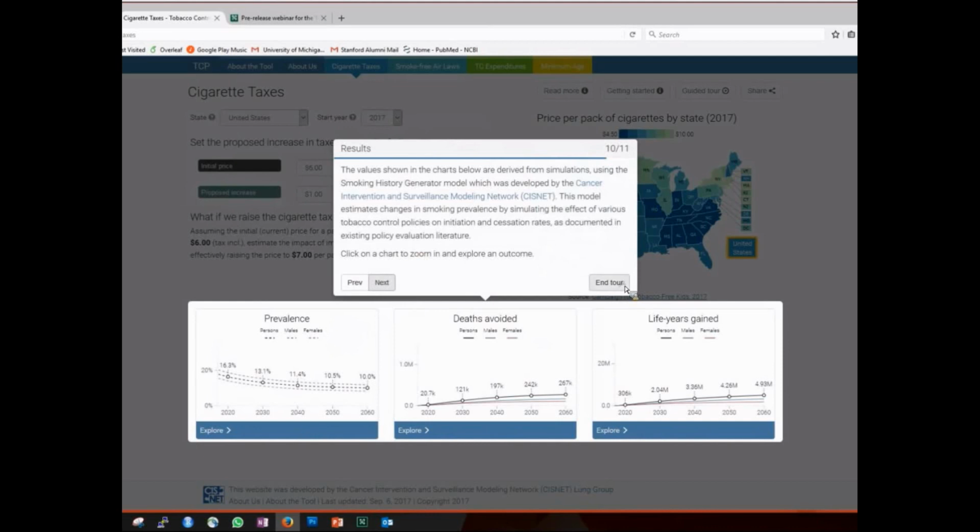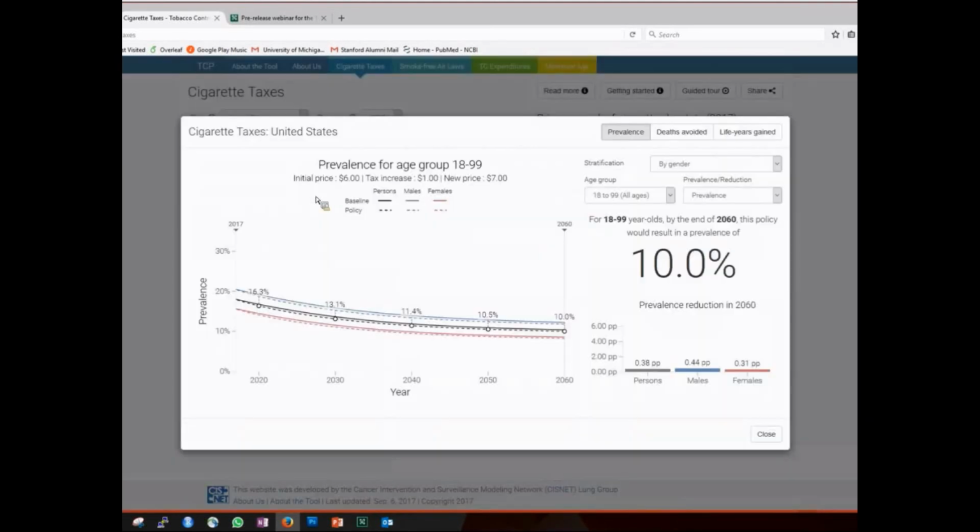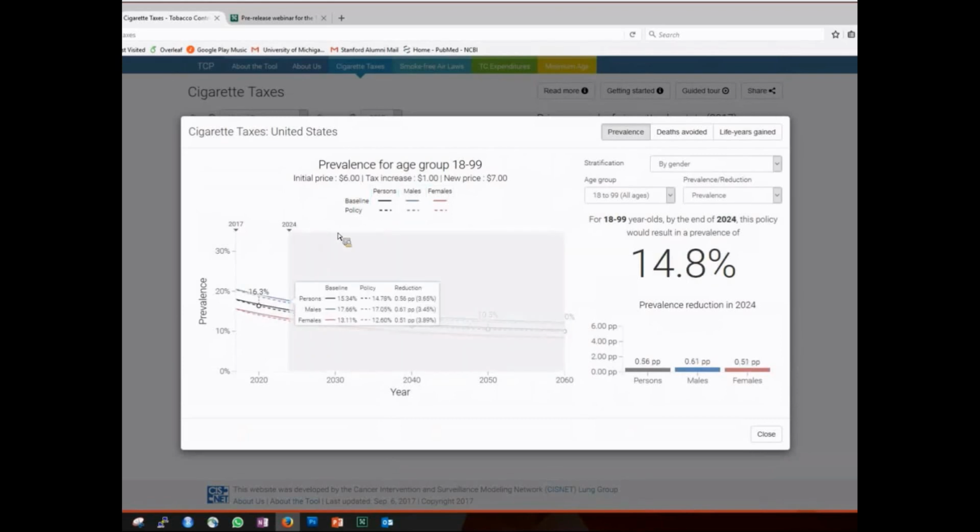We'll start here with smoking prevalence. This is smoking prevalence for all adults ages 18 to 99. The initial price is $6, tax increase is $1. The solid lines represent our baseline scenario, and the dotted lines are our policy scenario.